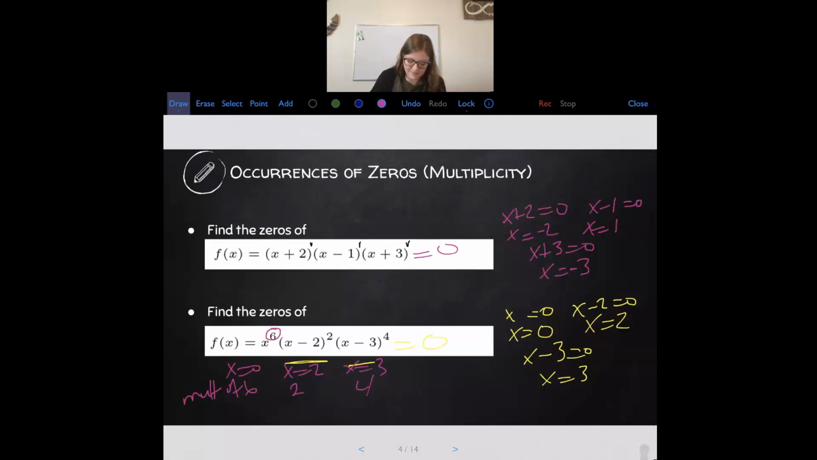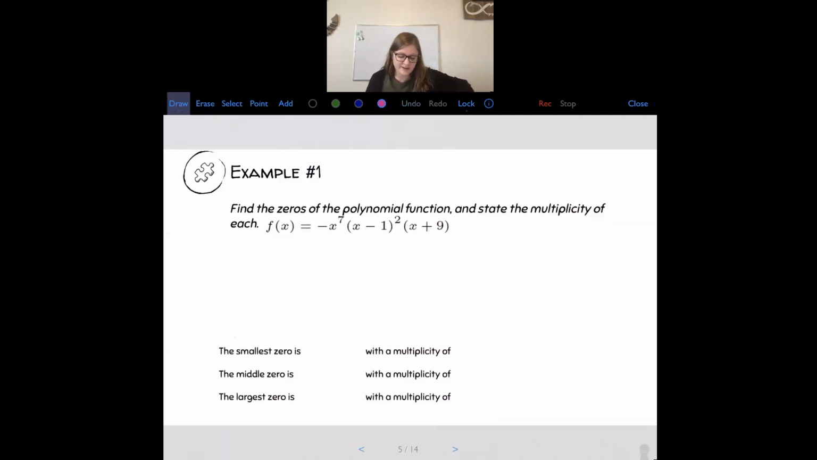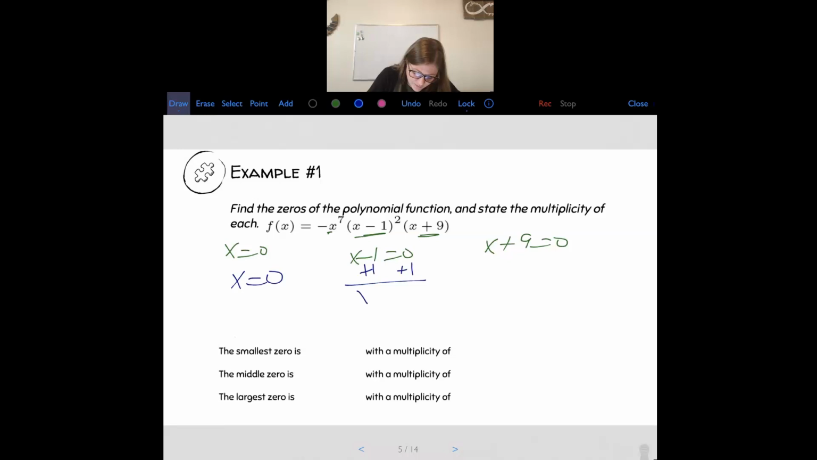Another way to think of it is as the exponent of the factor that the zero came from. So example 1: find the zeros of the polynomial function and state the multiplicity of each. We've got x equals 0, x minus 1 equals 0, and x plus 9 equals 0. From x equals 0, we just get x is 0. From x minus 1 equals 0, we add 1 to both sides and get x is 1. And from x plus 9, we subtract 9 from both sides and get x is negative 9.